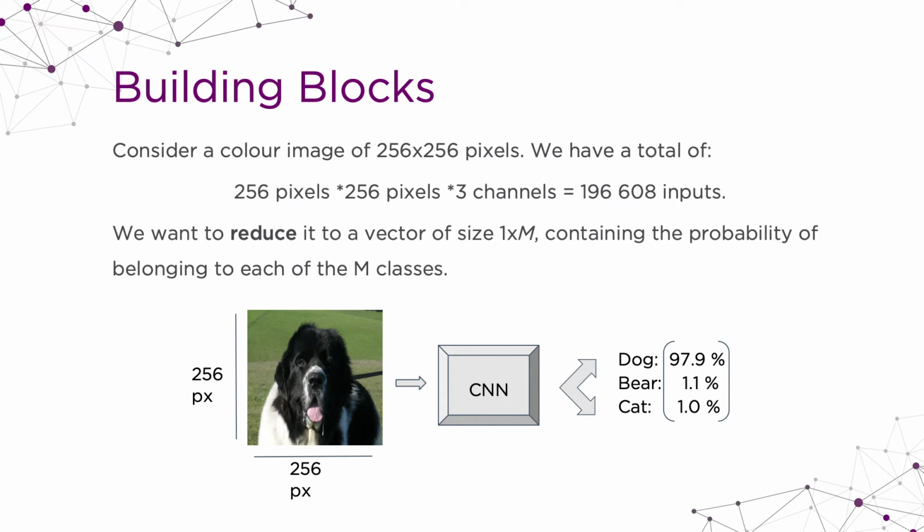And if we consider the case of a color image, so we have 256 pixels by 256 pixels, multiplied by 3 channels, that's a total of about 200,000 inputs. So we have approximately 200,000 inputs that in this case we want to reduce to 3 outputs. So how do we go from these 200,000 inputs to approximately 3? It turns out that there are many useful building blocks that we can use to do this efficiently.